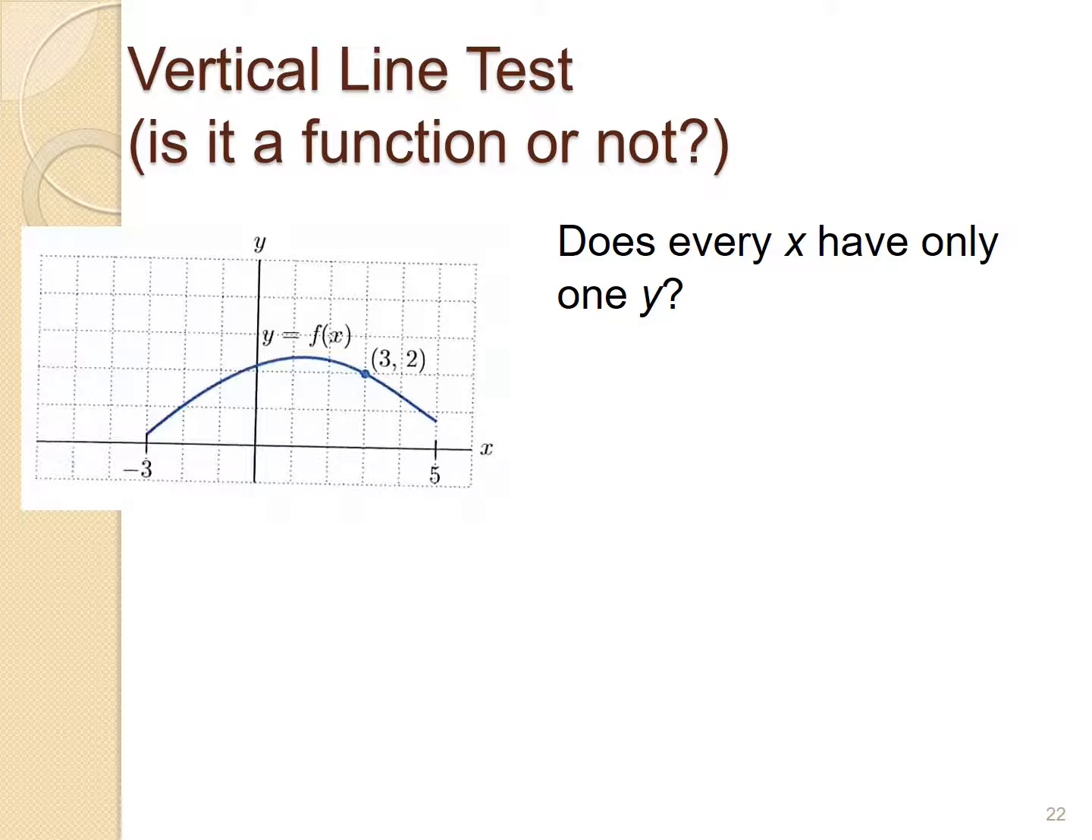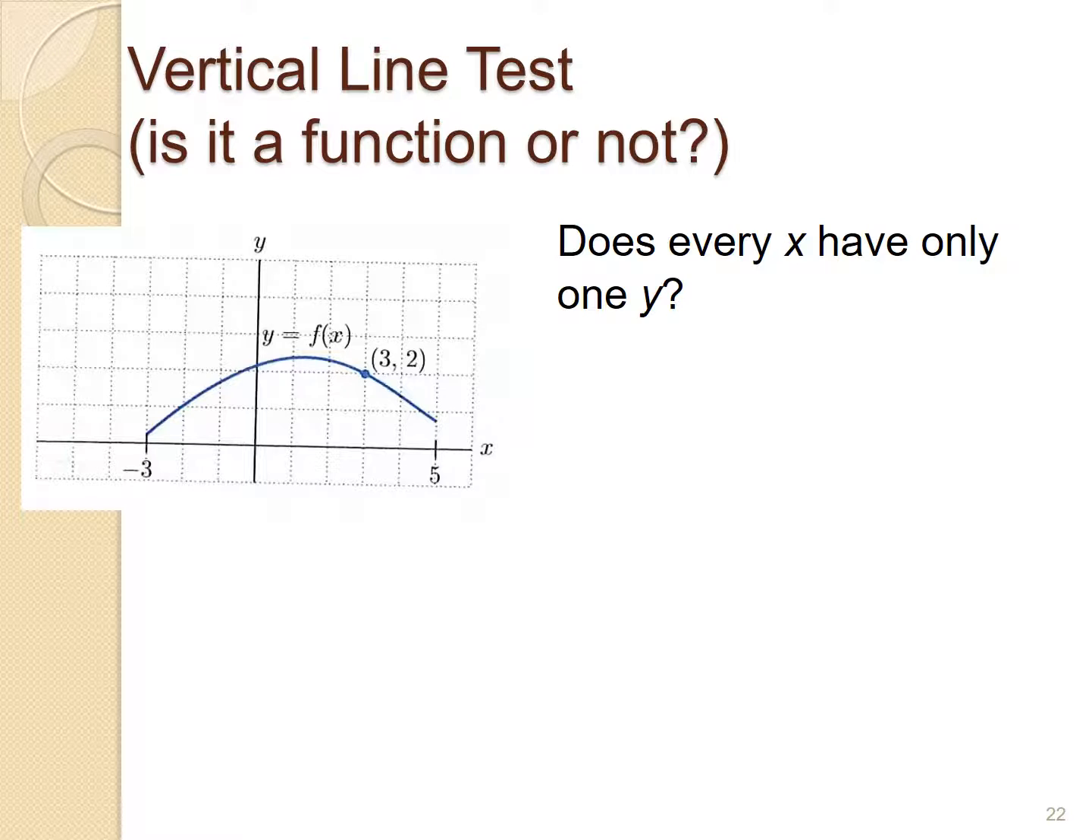The last thing we're going to go over for the first day's lesson is the vertical line test. The vertical line test answers the question, is it a function or not? Earlier we defined a function as you put in 1 x, you get only 1 y. Well, that is a function. So for every x, there's 1 y. If for any x, there are 2 y values, then it's not a function. So when we're working with this, that's the important thing to remember. Does every x have only 1 y?